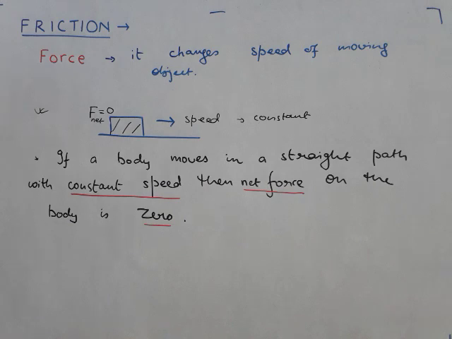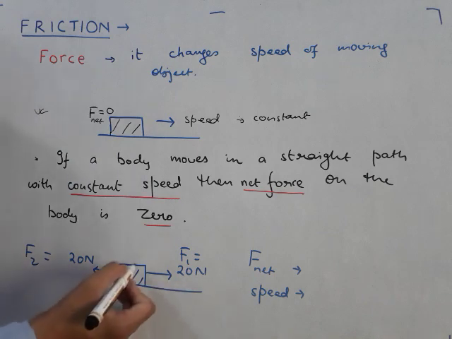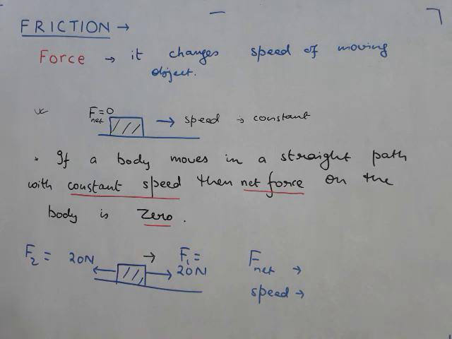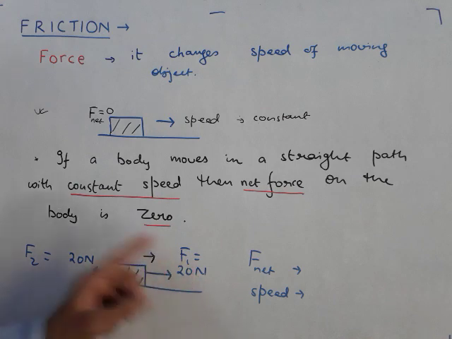Okay, let us now proceed further. Suppose there be a situation like this. There is a straight path. On that path, an object is moving with some speed in this direction towards right. Suppose two forces are acting, F1 and F2. Both these forces have the same value, that is 20 N. What does N stand for? It stands for Newton. Newton is the SI unit for force.